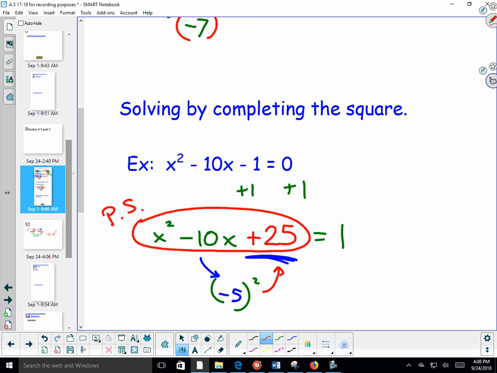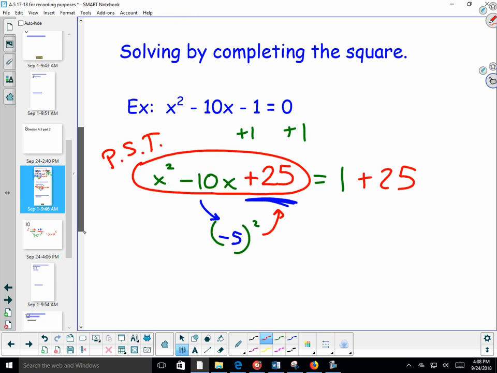perfect square trinomial. But I just added 25 to one side of my equation, and so now my equation is out of balance. I'm going to have to add 25 over here also. So I have plus 25, and I've got to add 25 over here. Now my equation is in balance.